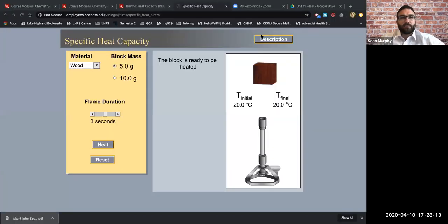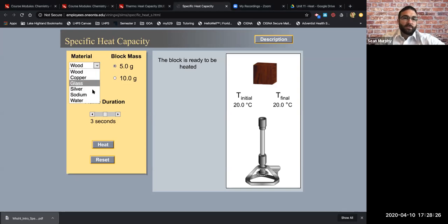Okay, so I have a little interactive here, and we're going to add heat with our imaginary Bunsen burner, and we have a different object. Now the material can be wood, copper, glass, silver, sodium, or water, and we can change the mass, and we're just going to keep the duration the same for all of our trials. And so let's heat this up. Let's do a metal first.